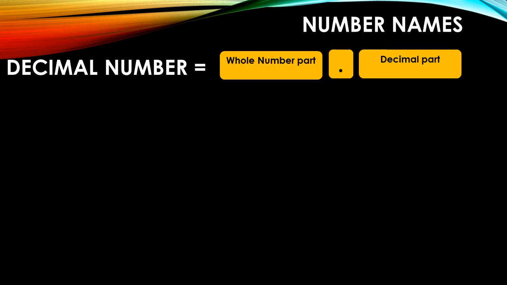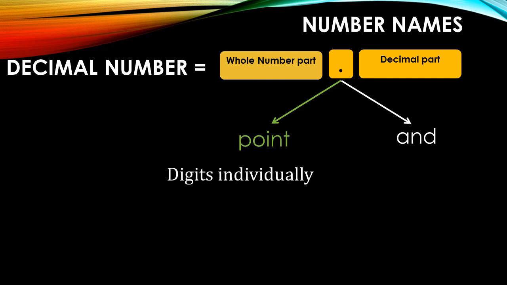How do we read decimal numbers? There are two ways of reading decimal numbers. First way, by saying point. Second way, by saying and. In the first way, let's see how to read with point. First read the whole number part as it is. Then read point. After point, we read all digits individually.